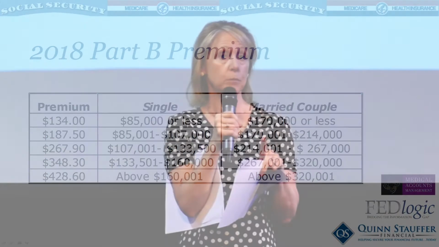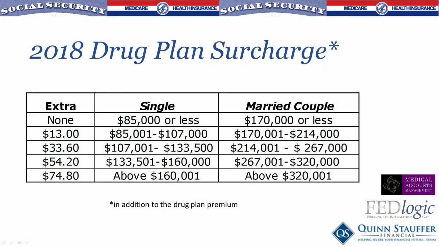So if you are in an income bracket higher than the $134 level, then you also have to pay a surcharge, which is the next slide, in addition to the drug plan premium. So you've got your Part B premium that, if you are drawing your monthly Social Security retirement benefits, comes out of your check before they deposit it into the account that you gave them. And if you have a drug plan, remember we said you don't have to get one, but if you have a drug plan, they're also going to take out the applicable surcharge. So it can be very expensive for people sometimes to have a Medicare drug plan.